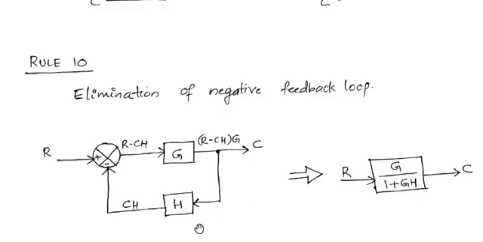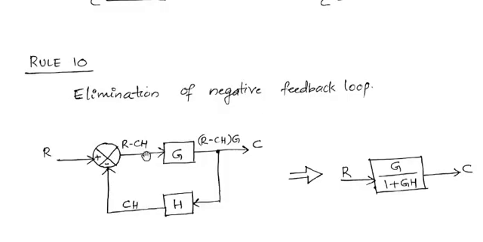Again, you have to remember that in order to apply this rule number 10, that is the elimination of negative feedback loop, you have to ensure that no branch point exists over here. Okay, the negative feedback loop that you are going to reduce should be like this. No other elements should be there. Suppose you are having a branch point over here, a branch point at the output of the summing point. Then in order to apply this rule number 10, you have to shift this branch point to some other point.